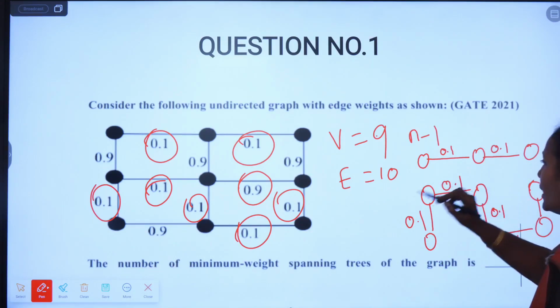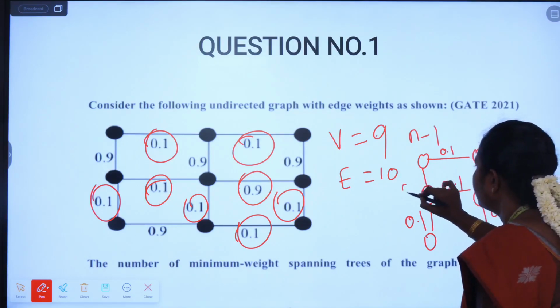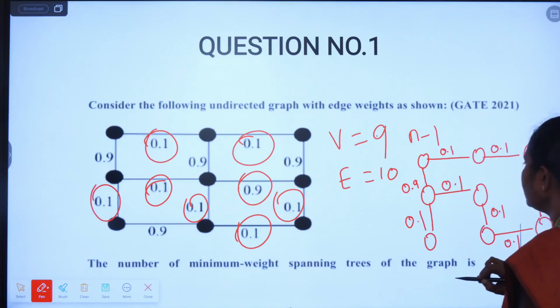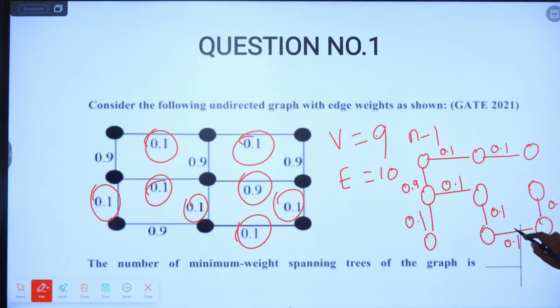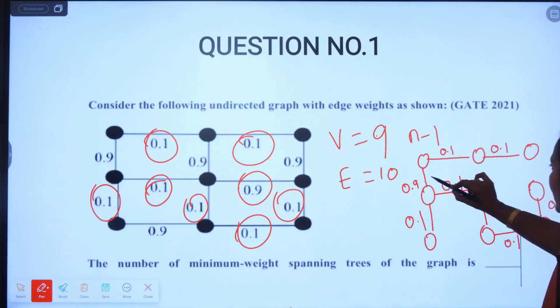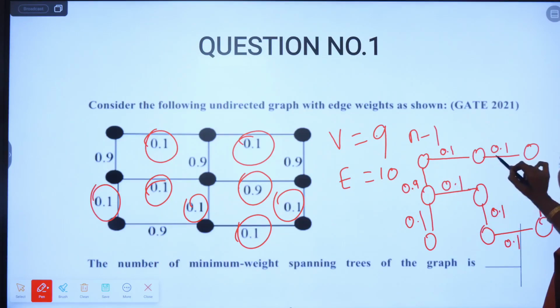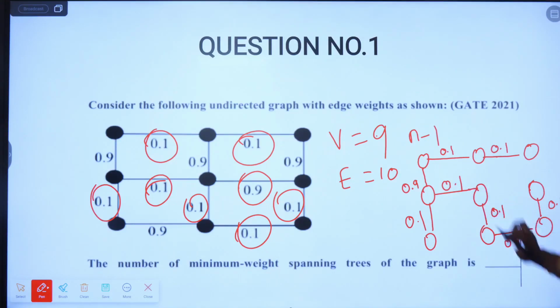Okay, so if you are considering this one, how many vertices do you have? You have 9 vertices, and the edges are 10 here. If you are considering 0.9 here, the cycle is not closed. How many edges do you have now? 1, 2, 3, 4, 5, 6, 7, 8 edges. And then this is one minimum weight spanning tree. Another one, which one can you consider?